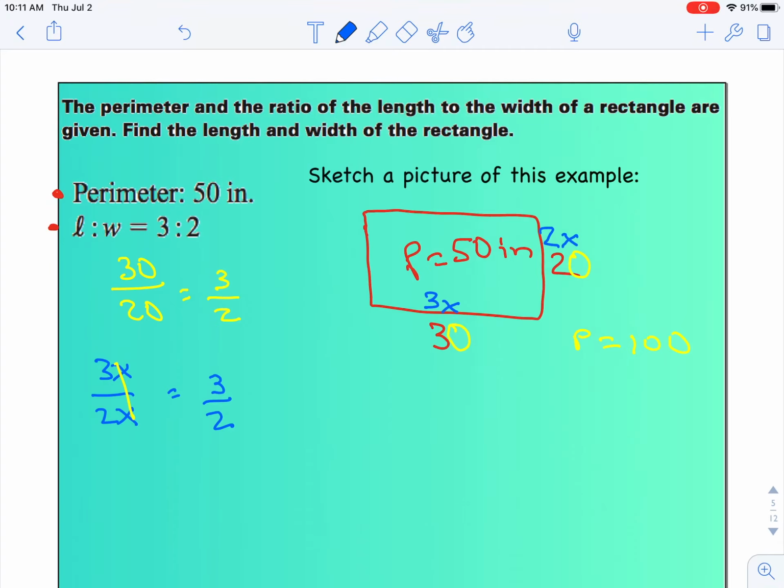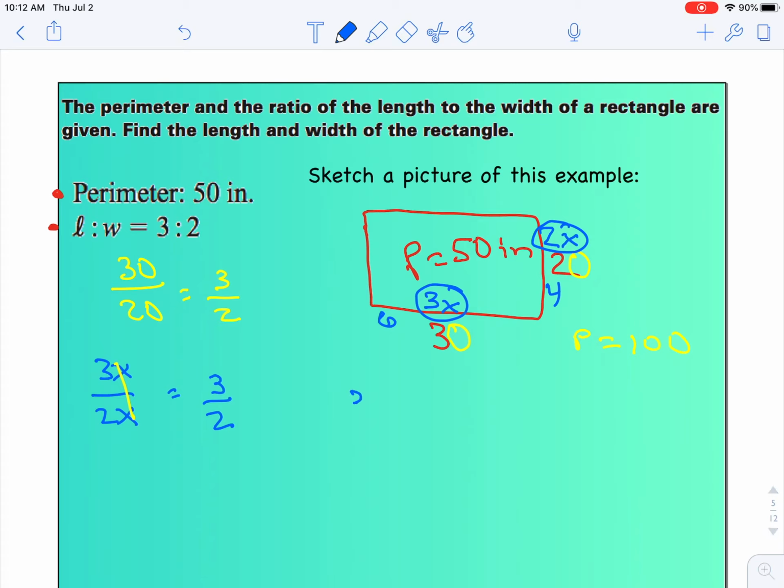So again, if I just multiplied that by 2, that would give me 3 times 2, a length of 6 and 4, but that doesn't give me a perimeter of 50. So you could guess and check your way through. But instead, we know that it has to be 3 times some number and 2 times some number for the length and the width. And then it has to give me a perimeter of 50.